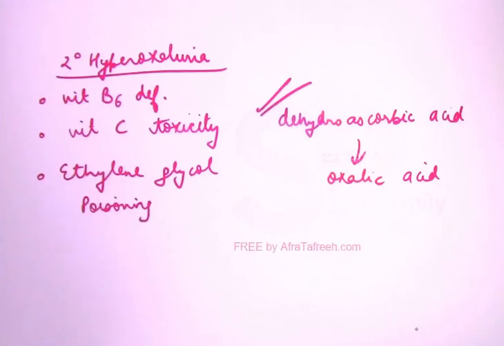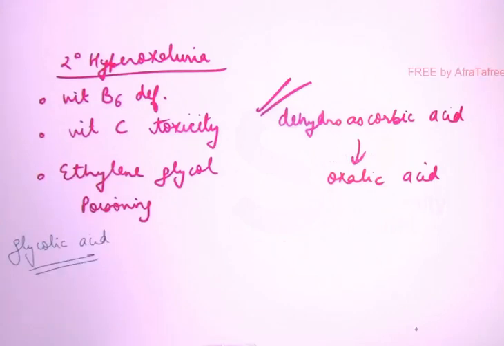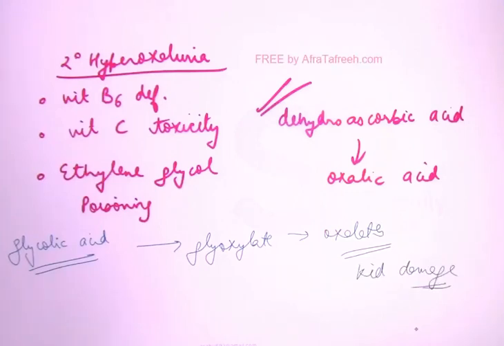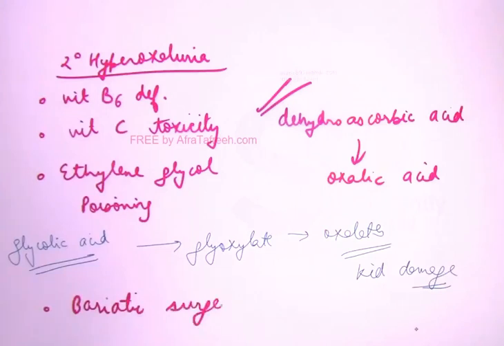What happens in ethylene glycol poisoning? Glycolic acid is the main toxic compound which is formed in this poisoning. This glycolic acid is converted to glyoxylate, and glyoxylate, you know, will form oxalates, and these oxalates can cause kidney damage. So they say that ethylene glycol poisoning can cause kidney damage. And one more reason you can write, bariatric surgery. Bariatric surgery will also lead to secondary hyperoxaluria, right?